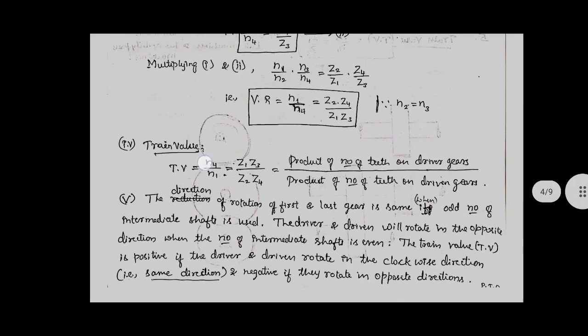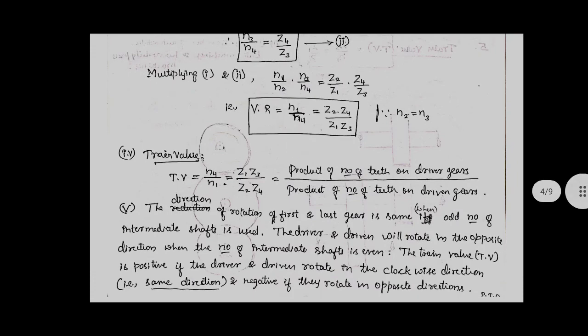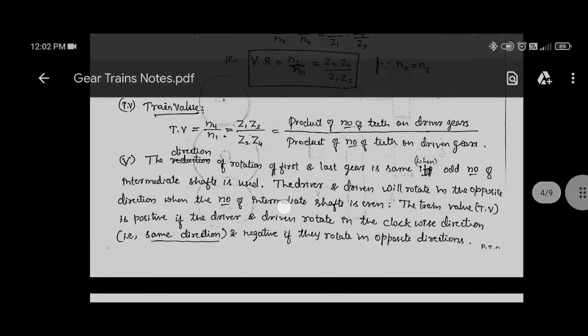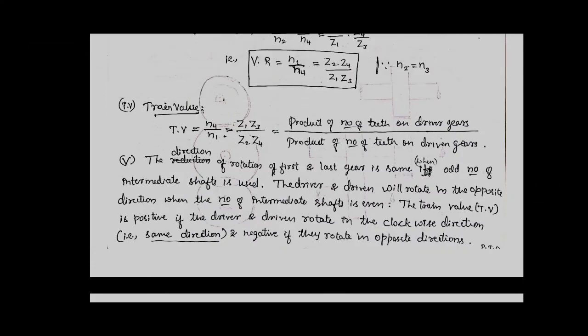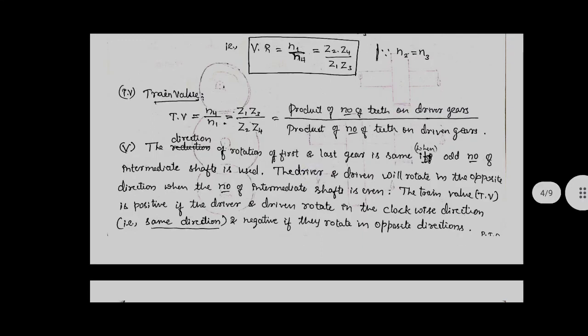If you go to the train value, you get the opposite of this velocity ratio. The direction of rotation is the same as in simple gear trains. If the number of middle gears is even, you get rotation in opposite directions for the driver and driven. If the number of gears is odd, then you get the same direction of rotation in both the driver and driven gear.